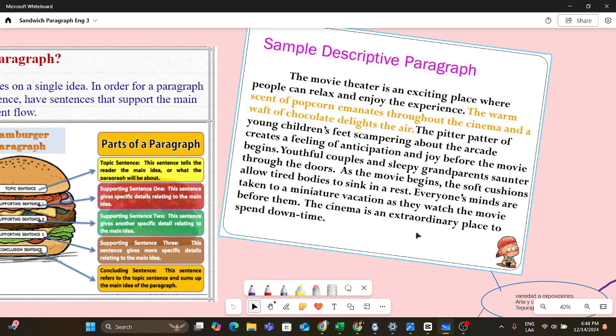Everyone's minds are taken to a miniature vacation as they watch the movie before them. This one here is the fourth supportive idea. So here we know how much we enjoy vacation, right? So the writer is making us feel like we are on vacation with this reading. A miniature vacation as they watch the movie before them.